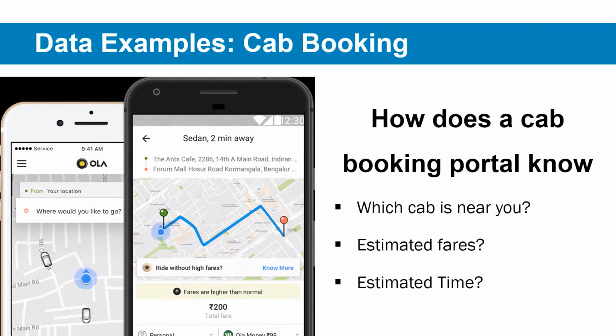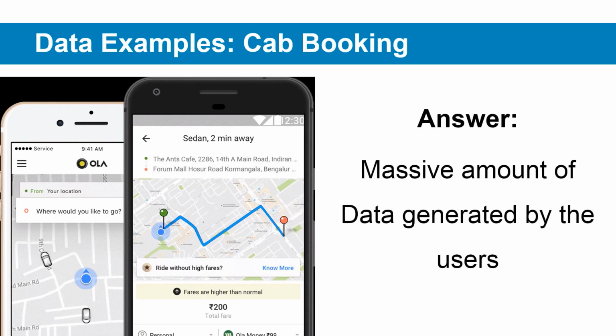A similar example is related to the cab booking service portal. Through the portal, we instantly know how far the cab is, and the estimated fare to reach the destination dependent on travel time. So the question is again, how does an online portal know such detail? The answer remains the same. The huge amount of data gathered from users' mobiles is further processed to predict the outcome.